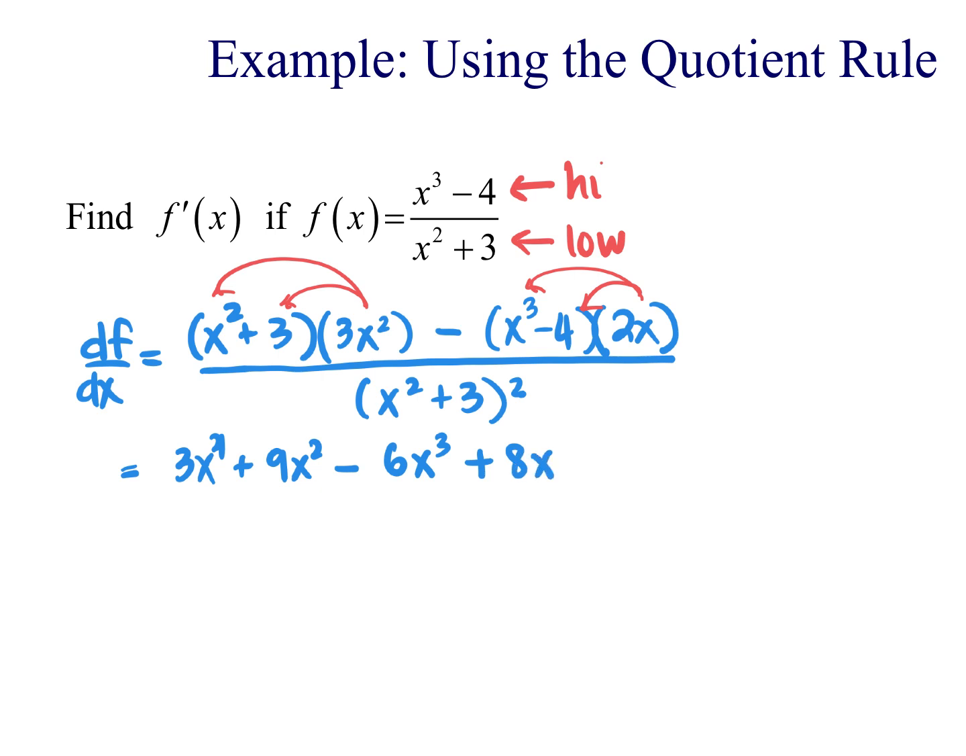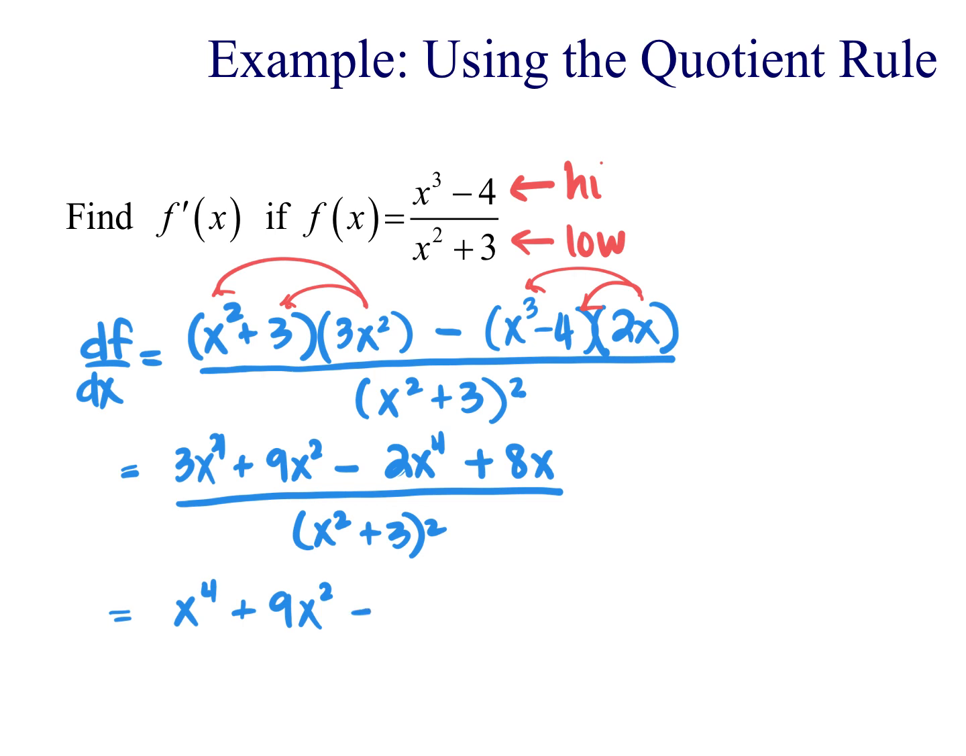You guys will have to catch me if something's not right. What did I do now? 2, not 6. I did that. I'm seeing a 2 and a 3 and I mix them up. I did the same thing, didn't I? The exact same multiplication. So we've got 3x to the 4th minus 2x to the 4th, so x to the 4th, plus 9x squared, plus 8x.